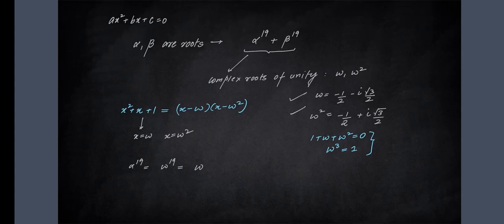That's it. We will do this in depth when we revise complex numbers, but you should know the basics: if the term x square plus x plus 1 comes, from now on you should remember that it is going to give us omega and omega square as roots.